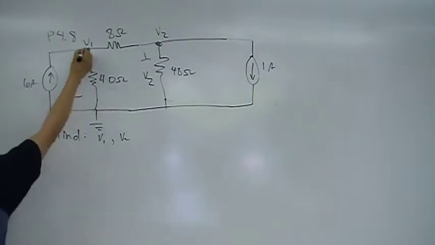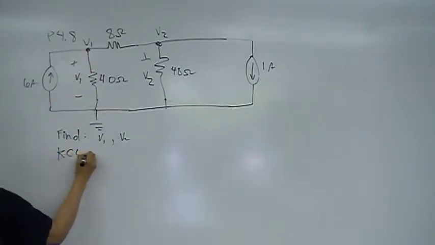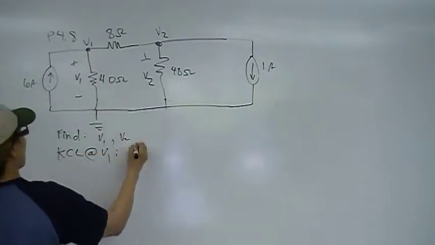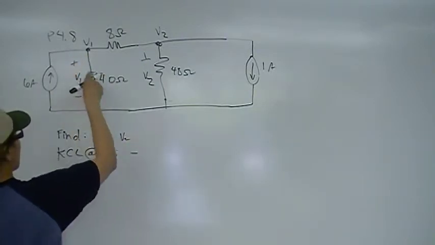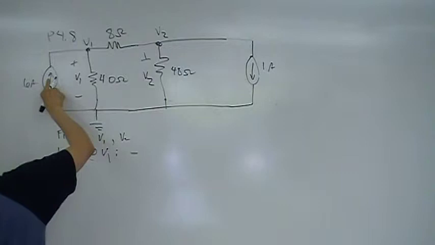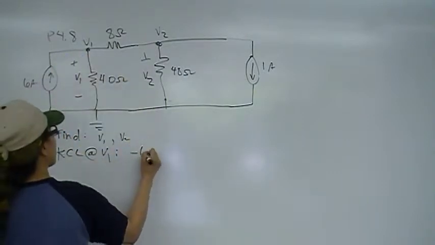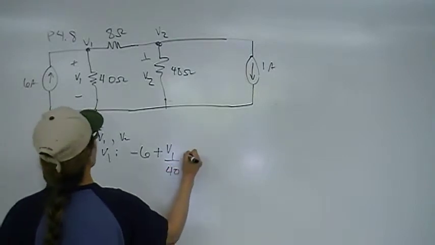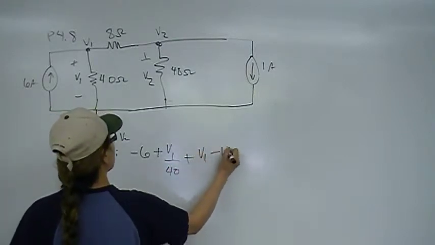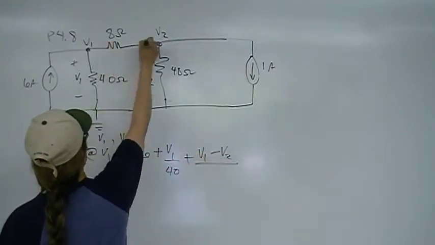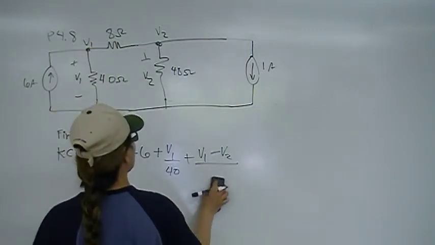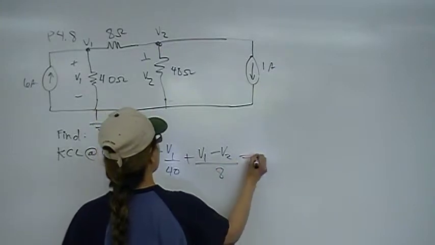So KCL at V1. I have the 6 amp branch current going into that node, so it's going to be minus 6 plus V1 over 40 plus V1 minus V2, that's this branch current, over 8. And that has to equal 0.